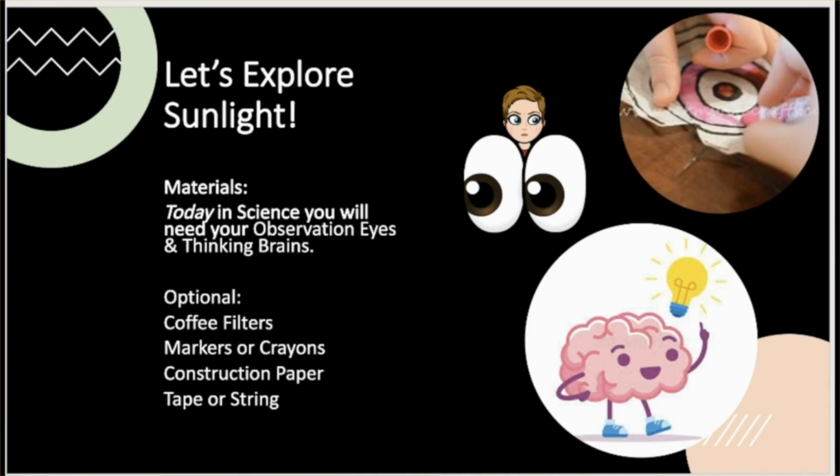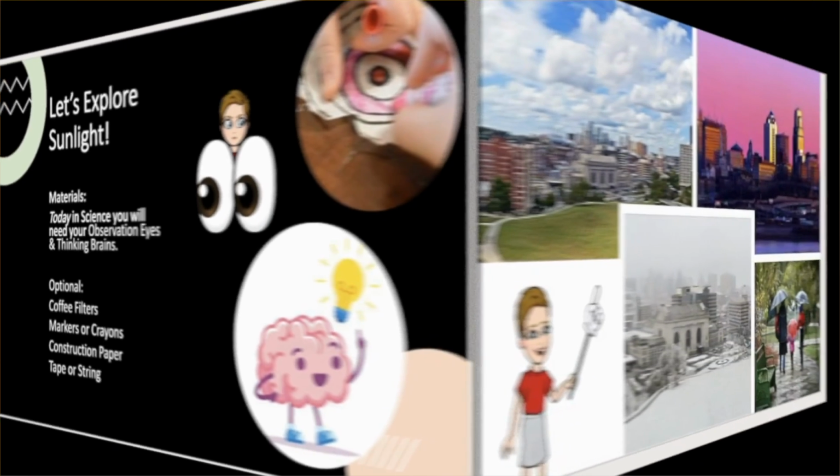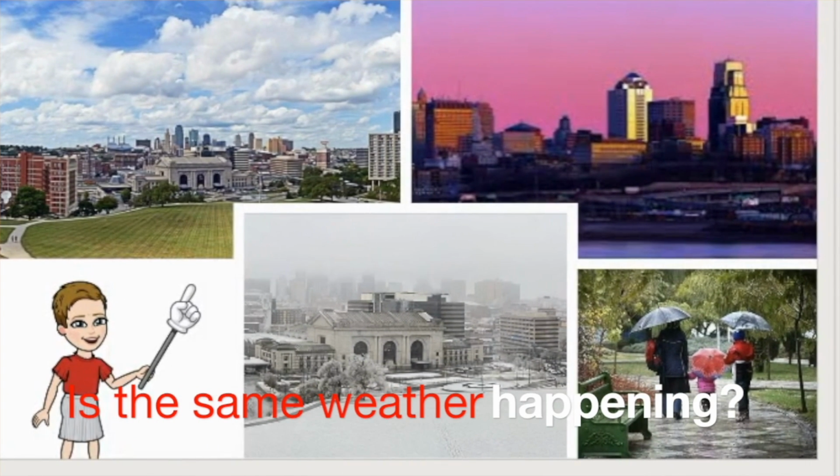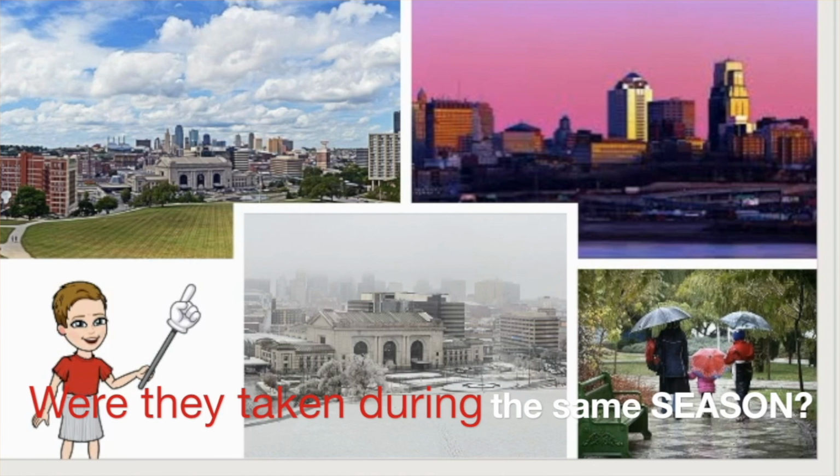Today, we are going to review weather and the seasons, and then start to discover how to compare amounts of sunlight. Let's get started. Today in Science, you will need your observation eyes and thinking brains. We have started to think about weather and the seasons. Take a look at these images. Do these images have the same weather? Do you think they were taken during the same season?